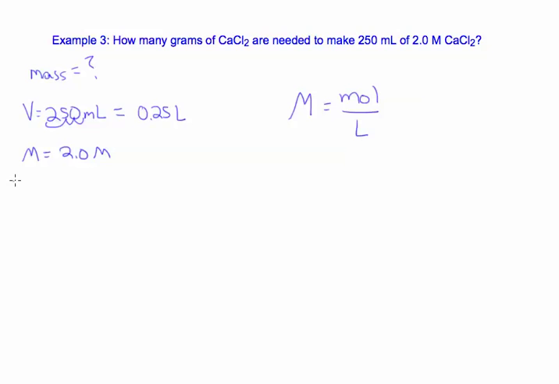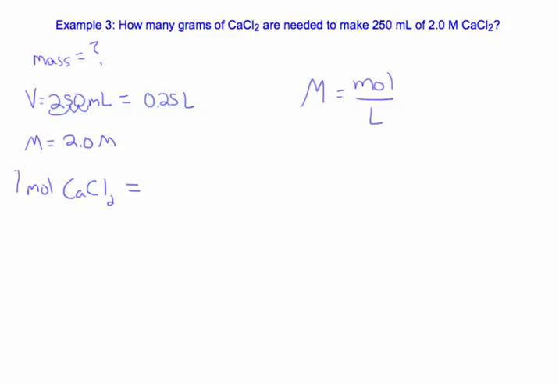So 1 mole of CaCl2 equals, and now you have to pull out your periodic table. We get that our molar mass is 110.98 grams of CaCl2. So using this equation and this conversion factor, we're going to be able to get to moles first and then from moles to mass. If we rearrange this to solve for moles, we multiply both sides times liter. So we get moles equals molarity times the liters.